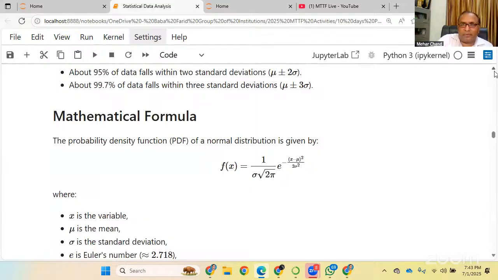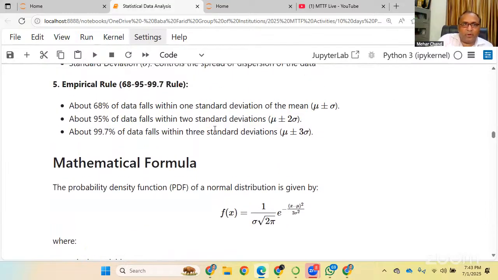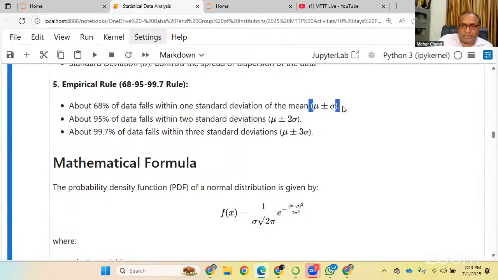See this part. About 68% of the data falls within 1 standard deviation, that is mu plus minus sigma. About 95% of the data falls within 2 standard deviations, that is mu plus minus 2 sigma. And if the data falls within 99.7%, then we have mu plus minus 3 sigma.